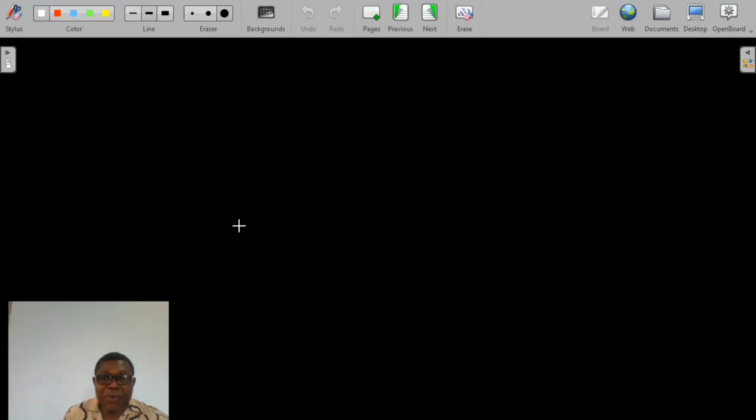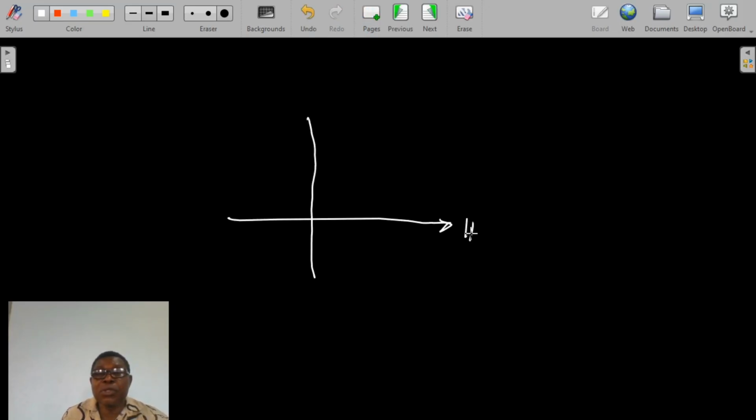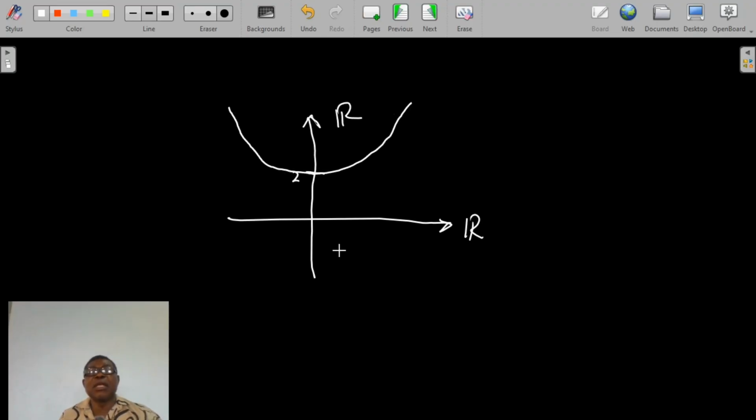Let us look at the graph of that function. This is the horizontal axis, and here is the vertical axis. That curve, here is the point 2. That curve behaves like this. It's something like this. So this is the graph of f of x equals x squared plus 2.